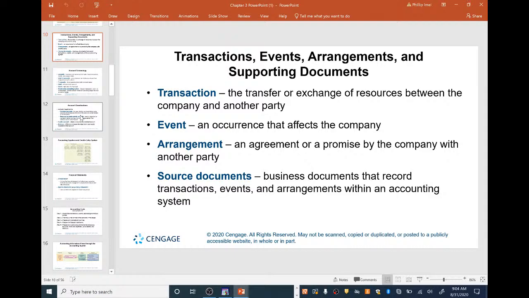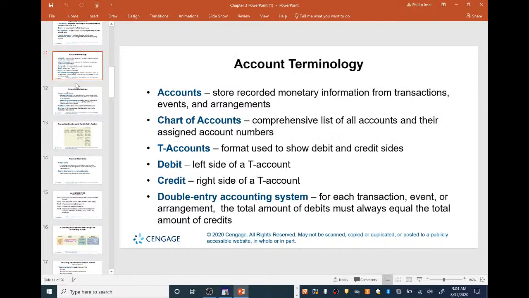Next topic here is source documents. These are business documents that record transactions, events, and arrangements within an accounting system. So once again, if I sell something to someone, we would have a receipt or something of that sort. It's a document from the source of that transaction. That's how we actually account for stuff and record those transactions, by using these source documents. So these source documents come into play and are very important as well.